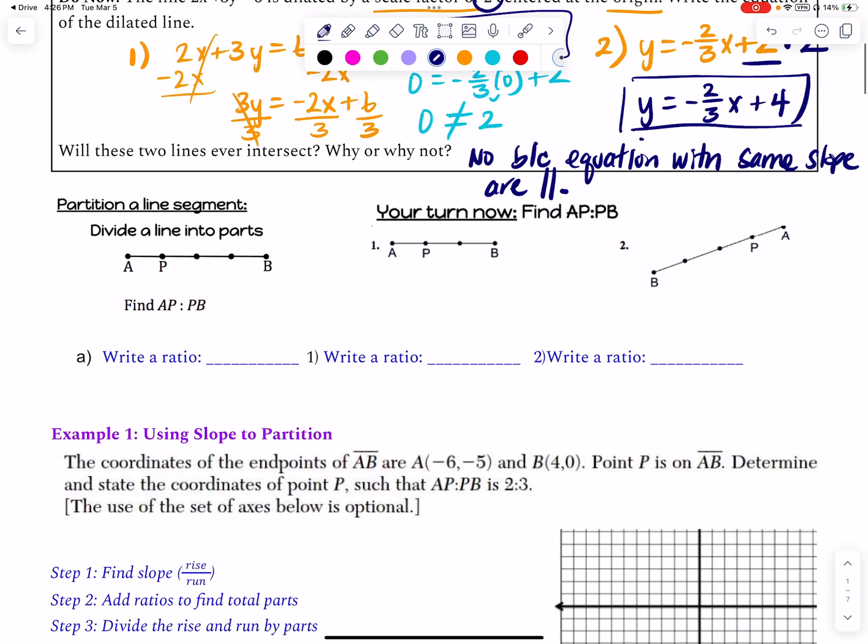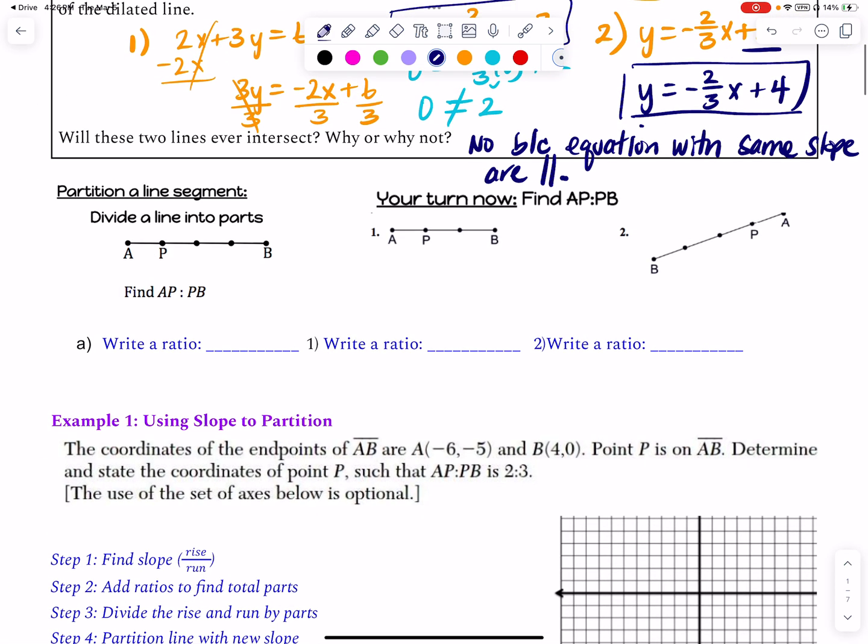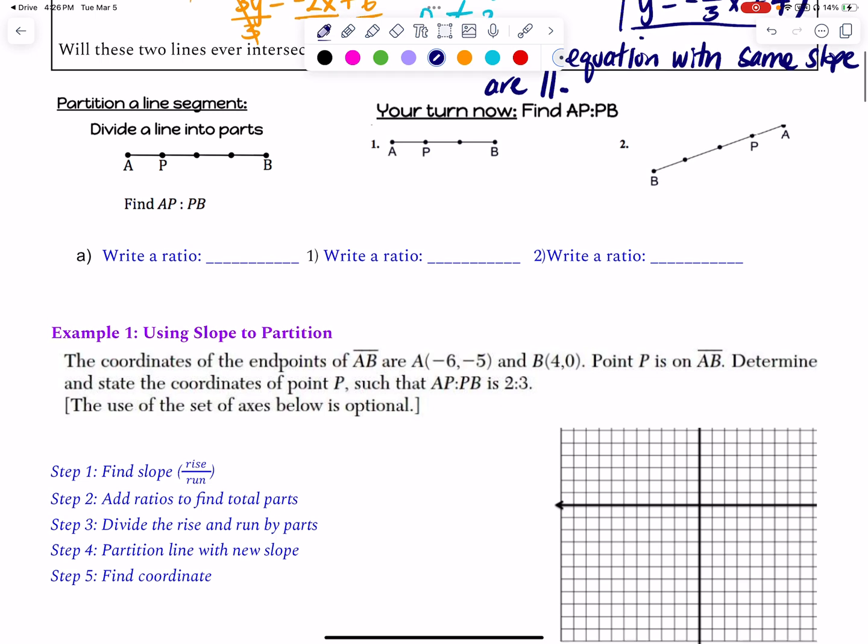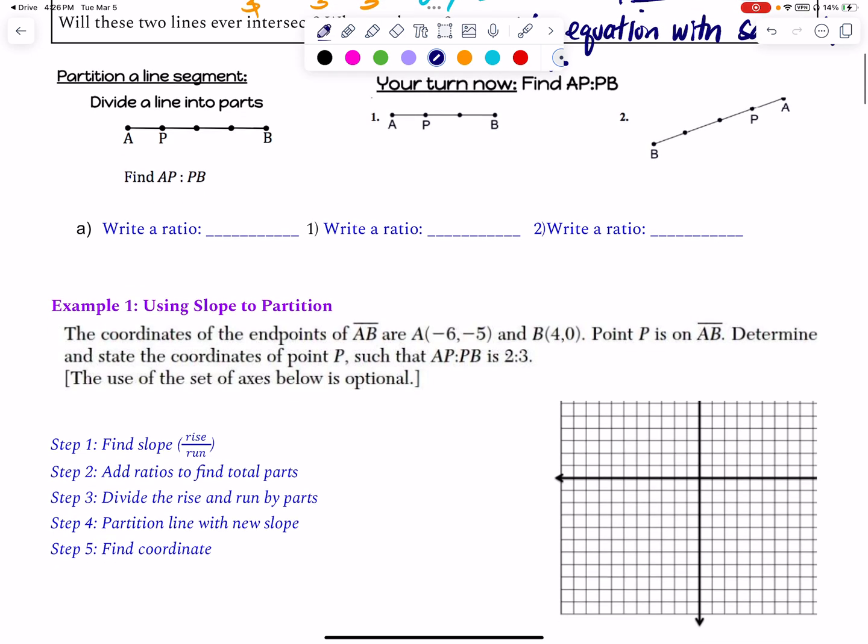Alrighty, so we need a quick ratio review before we start this lesson. So partition a line segment. Divide a line into parts. Find the ratio of AP to PB. So this colon means ratio. You could write it in colon form or fraction form if you remember from middle school. Same thing.